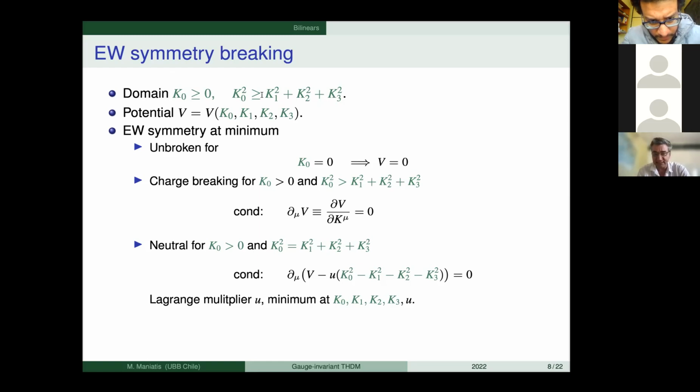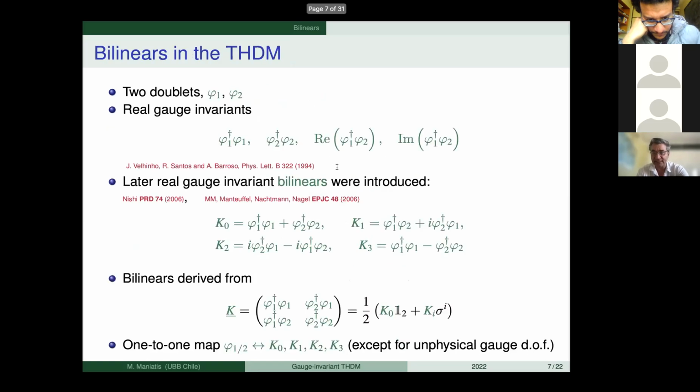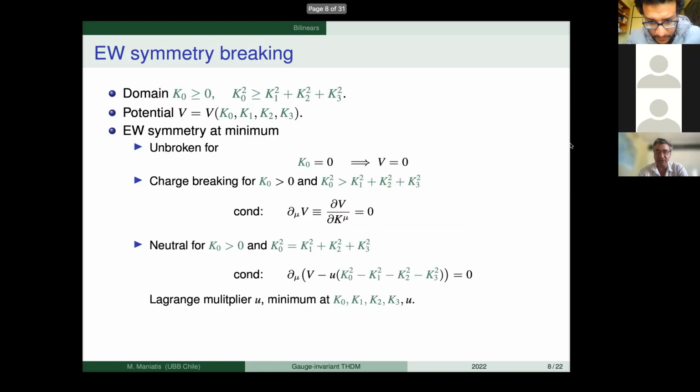And then one can see what the electroweak symmetry breaking looks like. For instance, in case of K0 equals 0, which is within the domain, of course, the potential vanishes completely. But this K0 was phi 1 dagger phi 1 plus phi 2 dagger phi 2. So if this vanishes, the doublets completely vanish. And so we see that we get an unbroken electroweak symmetry immediately. And then we get the charge breaking minimum.